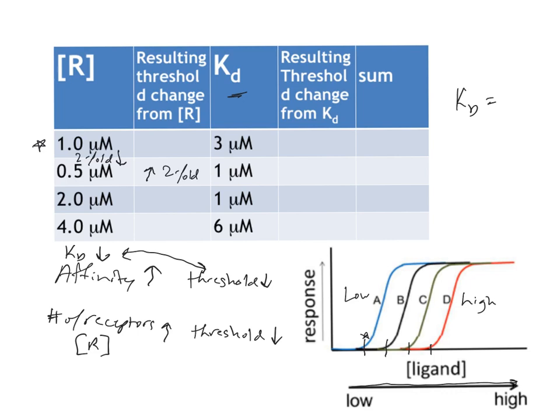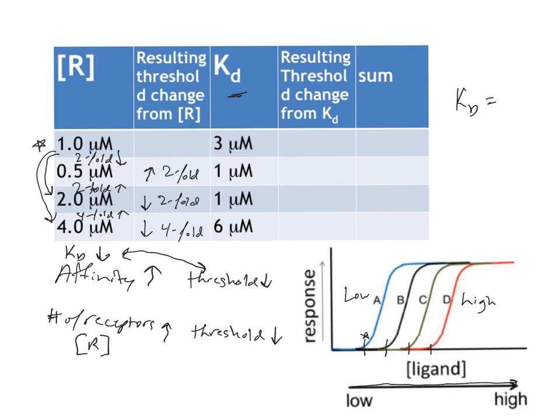In contrast, if we look at the difference between the 1.0 micromolar and the 2.0 micromolar, this is a 2-fold change also, but this time the amount of receptors is going up. It has 2-fold more receptors. And as the number of receptors goes up, threshold goes down. So my threshold has gone down 2-fold from the first one to the third one. And then for this last one, we have a 4-fold increase in the number of receptors, which means my threshold is decreasing by a factor of 4.